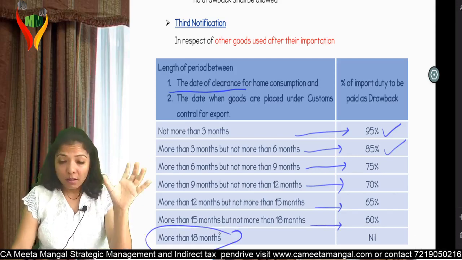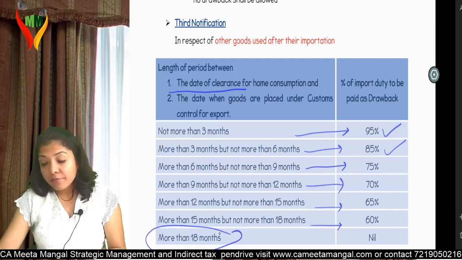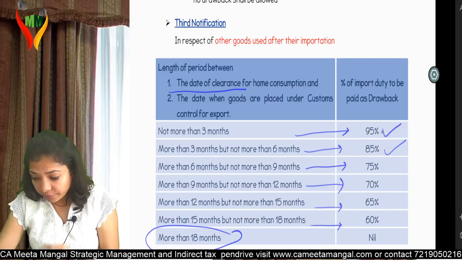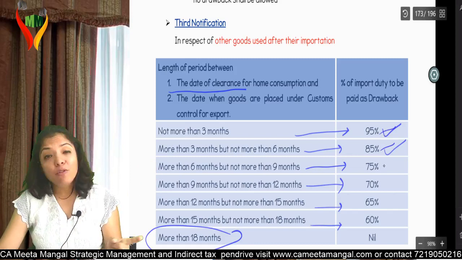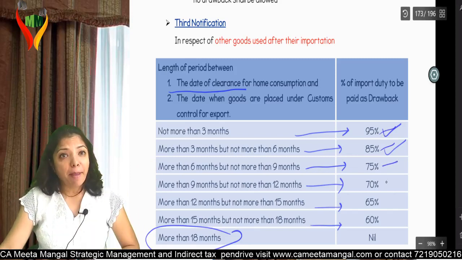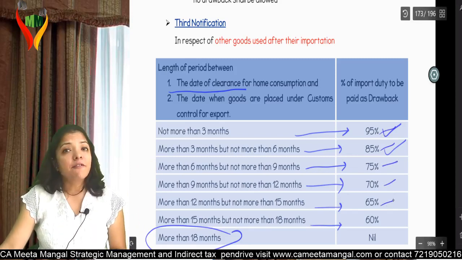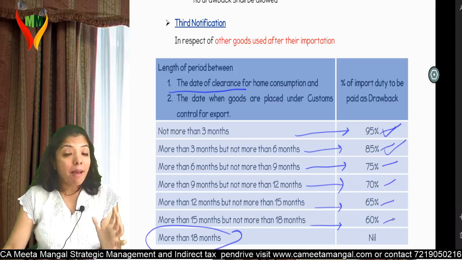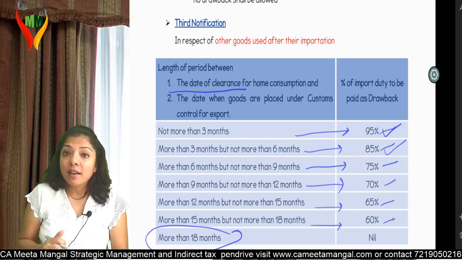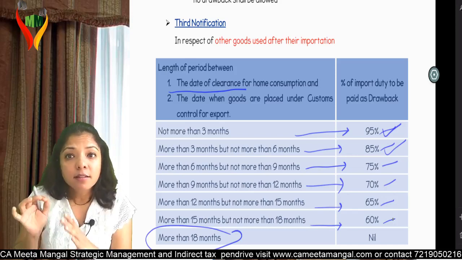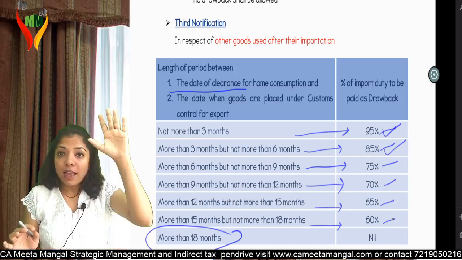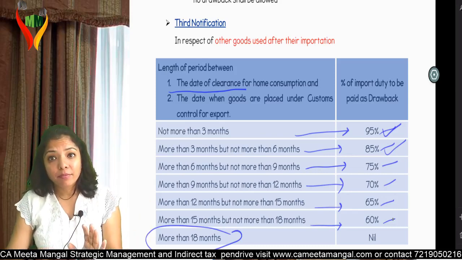Now how to learn? It's a gap of 3 months. If you see the percentages, initially it is 95, then 85, then 75, and then 70%, 65% and 60%. So remember, the maximum drawback you can get in case of use for other than personal purposes is 60%. Am I clear?